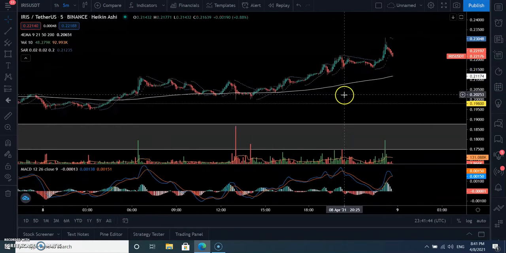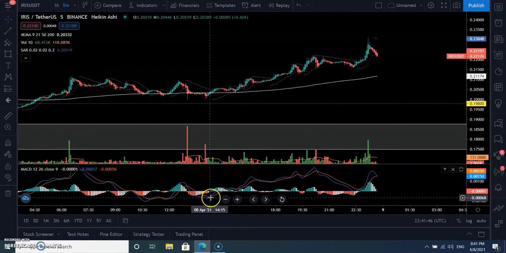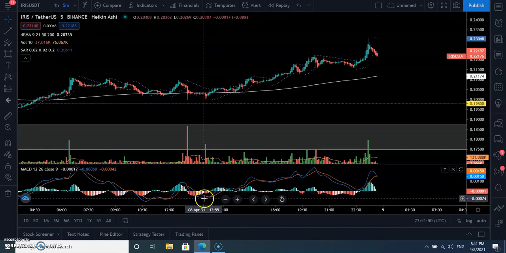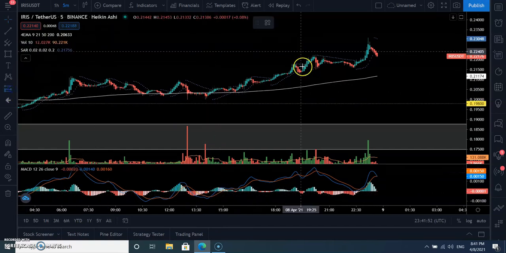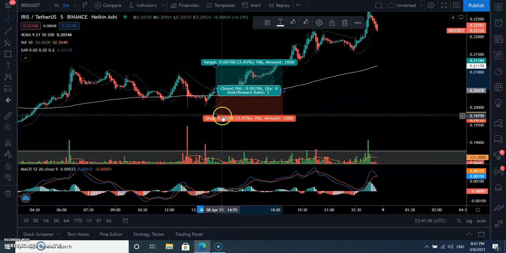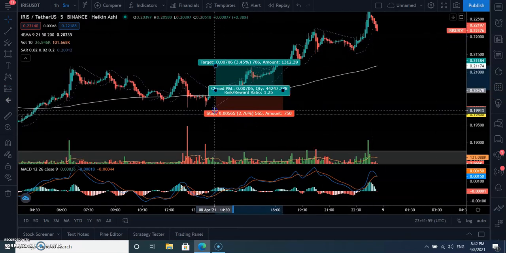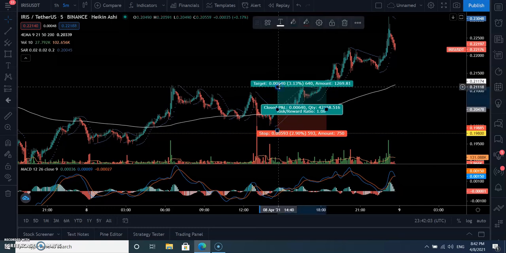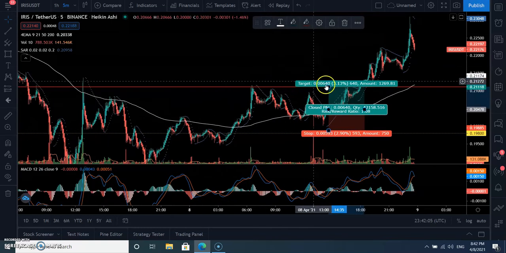So let's give an example here. So right here would have been a good entry. As you can see, it's above the 200 EMA. It's ticking bullish here. So what you would do is, let's say you would enter here. You'd put your stop right below the parabolic SAR. And then you could even target right here, like if you're just trying to scalp, right? You know there's resistance there.